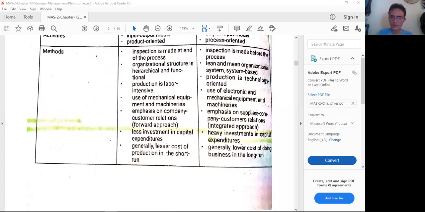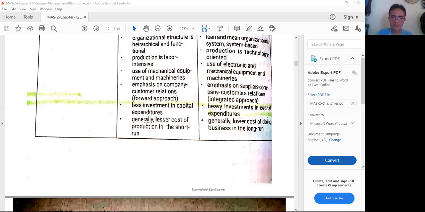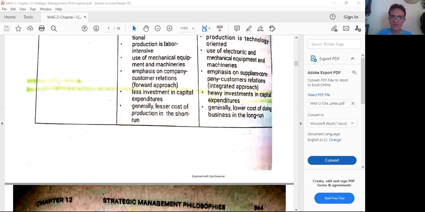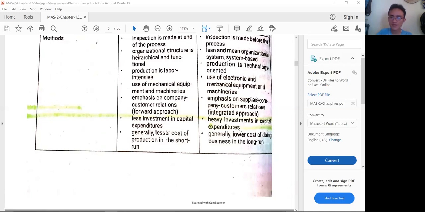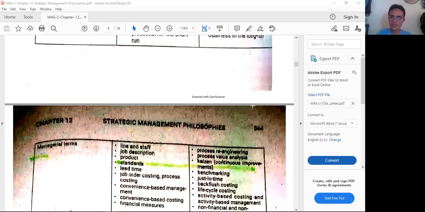Company customer, and then this one is more on integrated supplier, company customer. So this is called integrated approach, or this is the concept of the so-called supply chain management, right? That's supply chain management. In terms of capital expenditures, that's less investment, but it's heavy in capital, especially for machines. Machines will really cost millions and billions of pesos, for example. In terms of cost, in the short run, that's going to be less. And the strategic, the target is that even in the long run, it's going to be lower. So not just the short term.